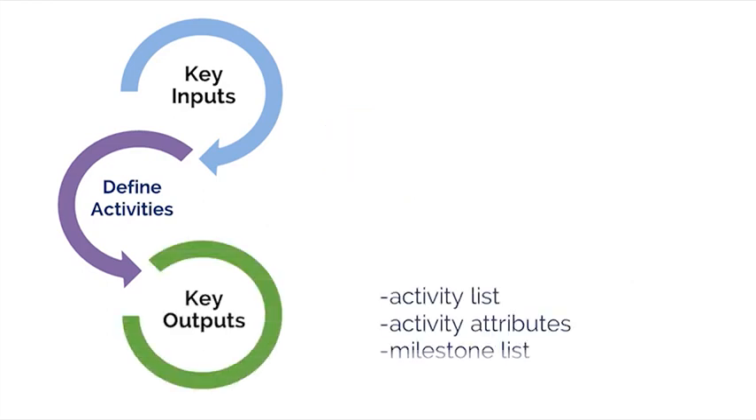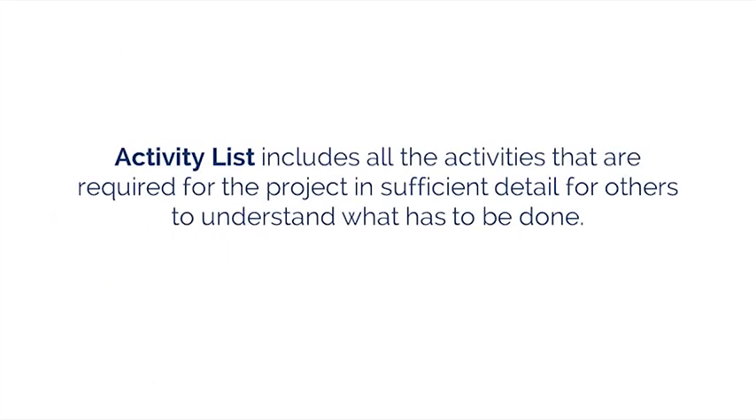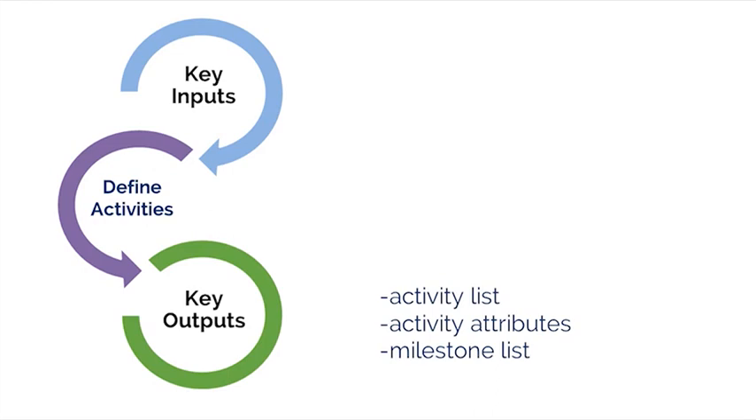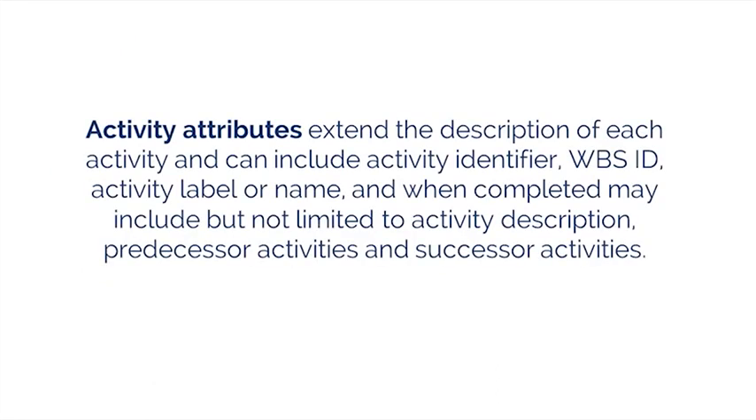Let's look at the key outputs of this process. Activity list. As we discussed earlier in this process, the WBS work packages are further broken down into activities or tasks. The result is an activity list, which includes all the activities that are required for the project in sufficient detail for others to understand what has to be done. The second output is activity attributes, which are the details associated with the activities. These are progressively elaborated throughout project planning. These attributes extend the description of each activity and can include activity identifier, WBS ID, activity label or name, and when completed may include but not limited to activity description, predecessor activities, and successor activities.